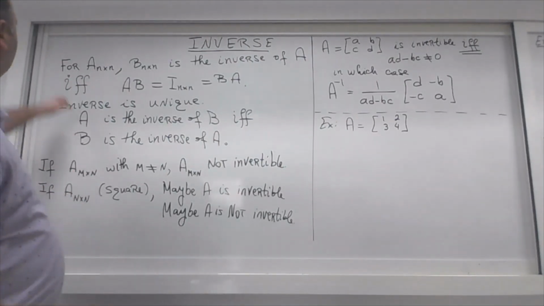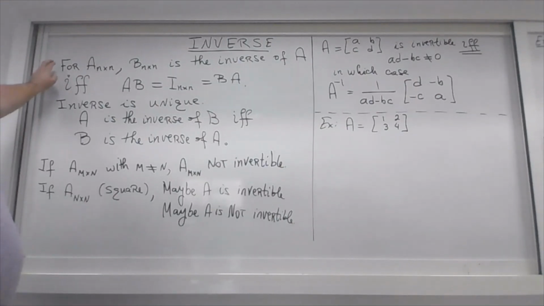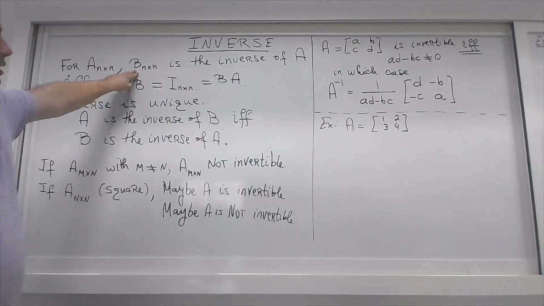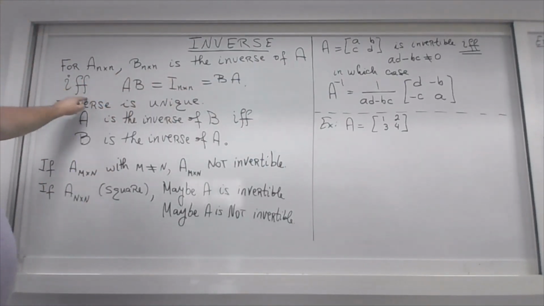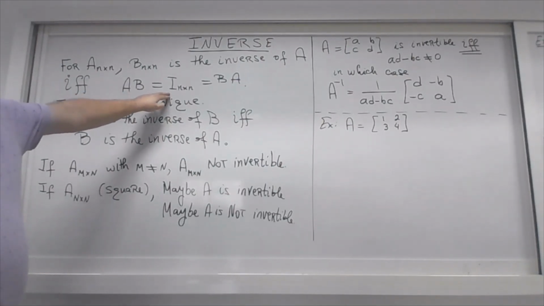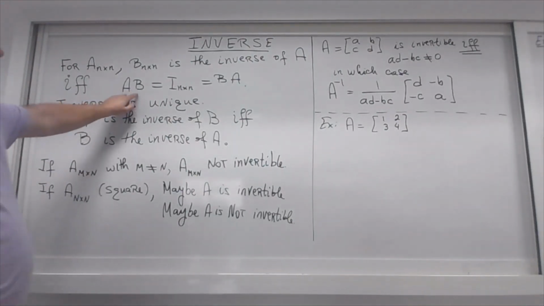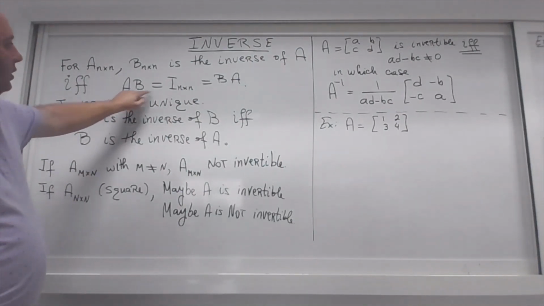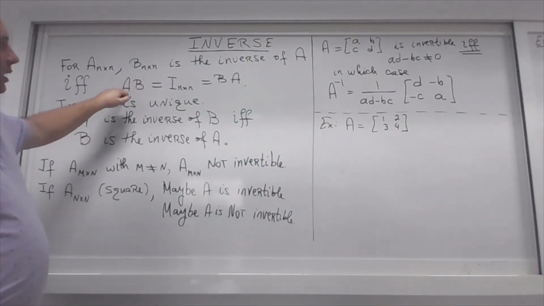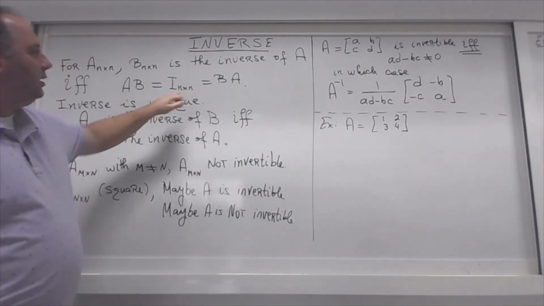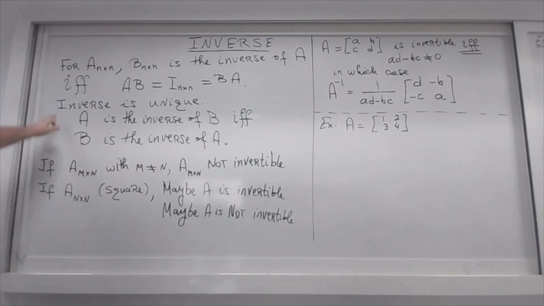A quick revision for inverse, the theory: if I have a square matrix A, then another square matrix B is the inverse of A if and only if A times B is equal to identity n by n, and also B times A is equal to identity n by n. If one of these is true, because they are both square, then B is inverse of A. I don't need to verify the other one. So if this is true, then A is inverse of B and B is inverse of A. Inverse is unique. If a matrix has an inverse, it has only one.